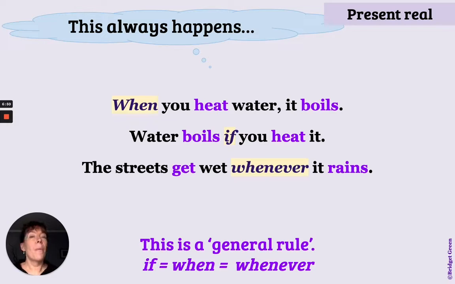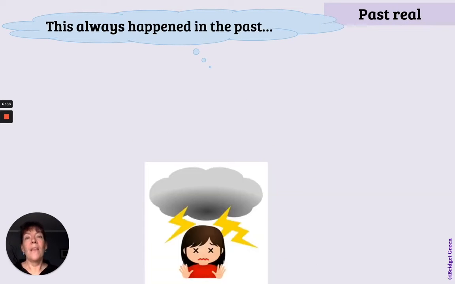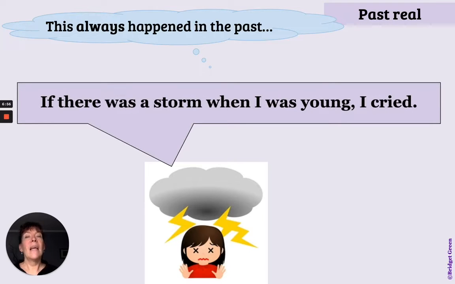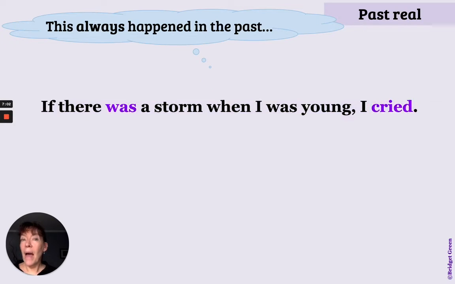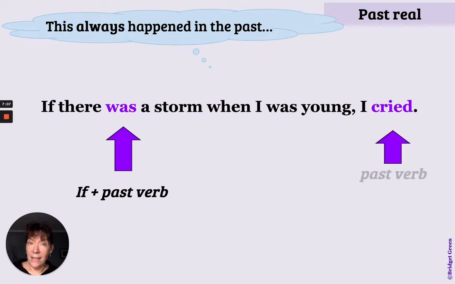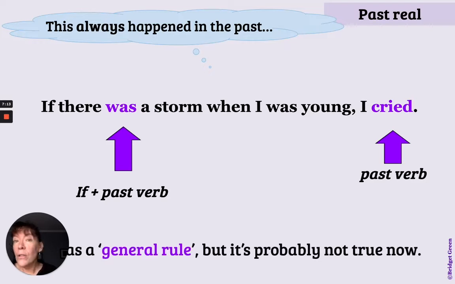Now, let's talk about the past. This always happens in the past. If there was a storm when I was young, I cried. We're talking about the past. If there was a storm, I cried. Okay. If plus the past and the past verb. Now, this is also a general rule, but because both of them are in the past, we're talking about something that happened in the past, but probably doesn't happen now. If I say this sentence, if there was a storm, I cried, you will think she doesn't cry anymore.